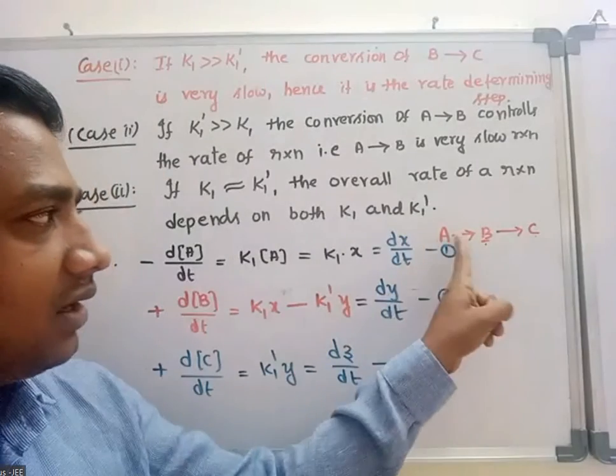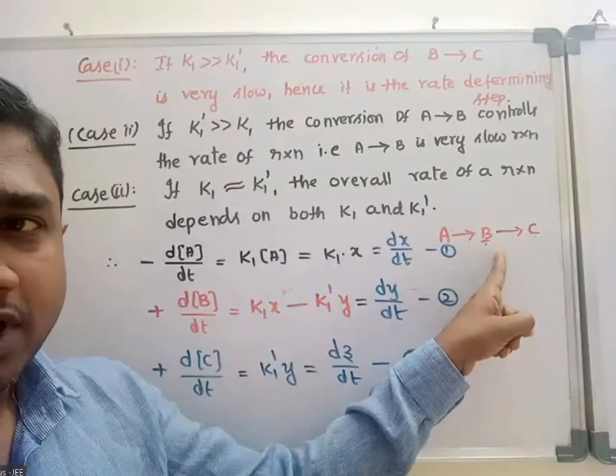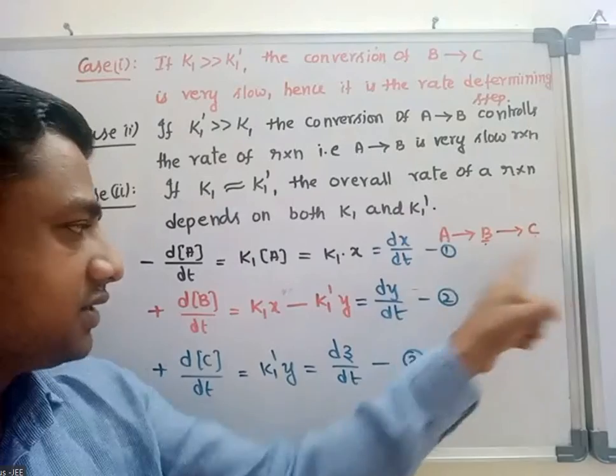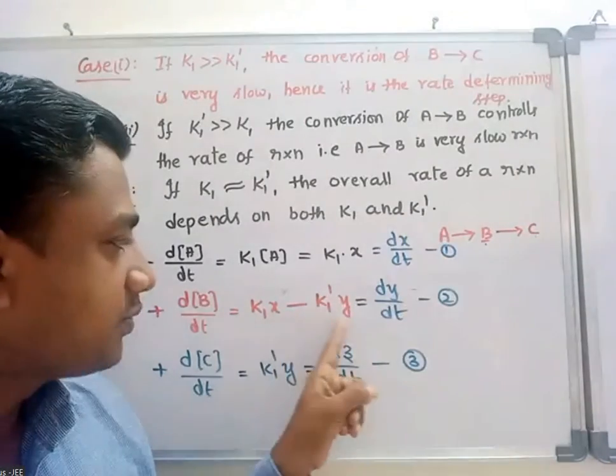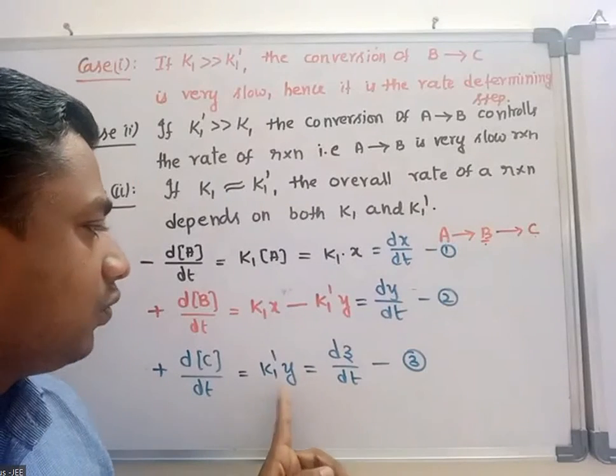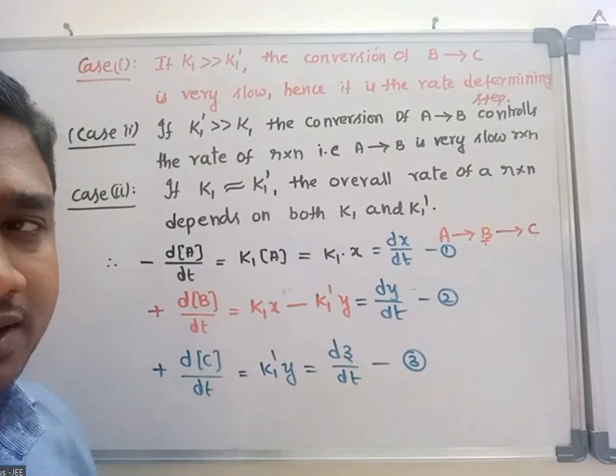How can you get this? A is converted to B. That's why the concentration of B further decreases to concentration of C. That's why K1 into X minus K1 dash into Y. C is coming from B directly. That's why K1 dash into Y is d of Z by dt.